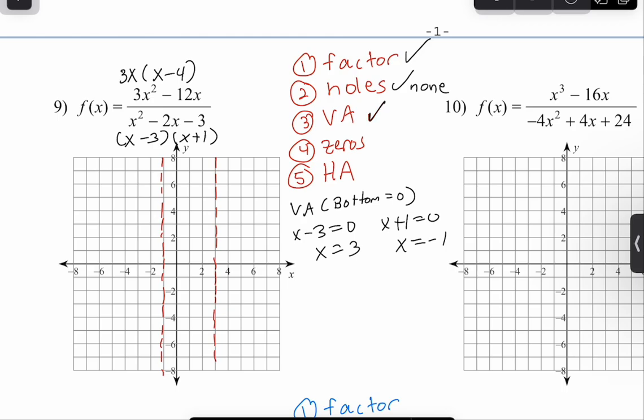Zeros. Zeros are where the top is equal to 0 if it's reduced as much as possible, which it is. So where does 3x equal 0? Where does x minus 4 equal 0? And that would occur at 0 and at 4. Put those points on. I hit the x-axis only in 2 spots, at 0 and at 4.